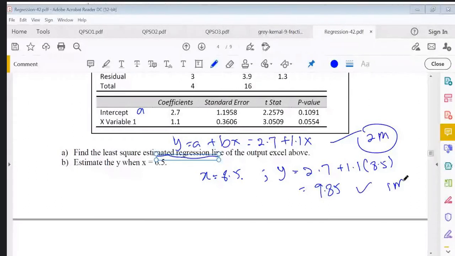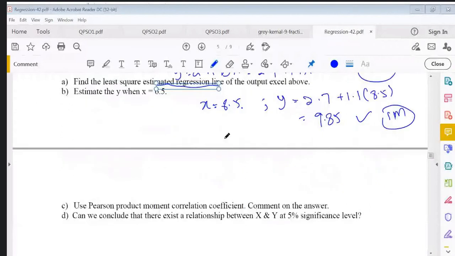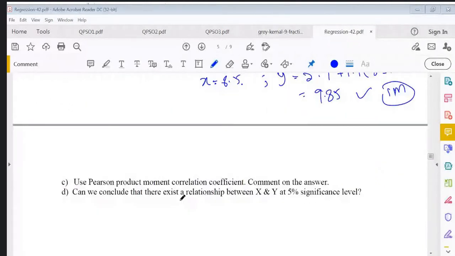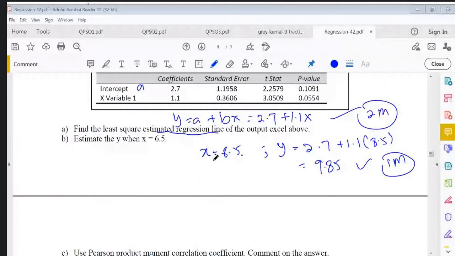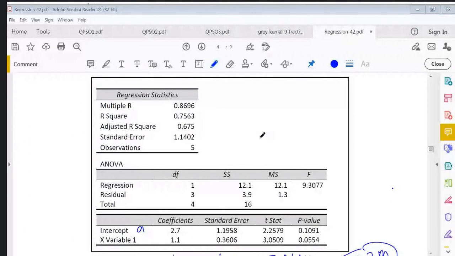Okay, part C. Use the correlation. What is the value of R? Which one is the R value? Berapa nilai R ni? The R value is 0.8696.